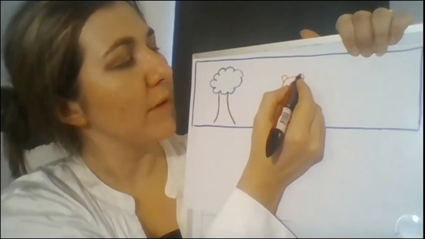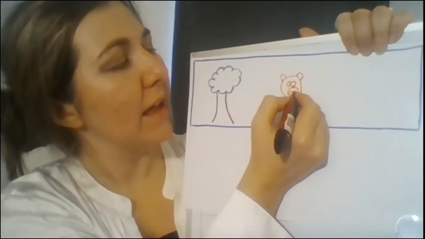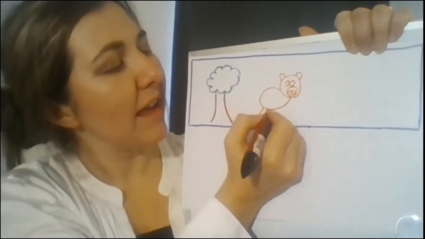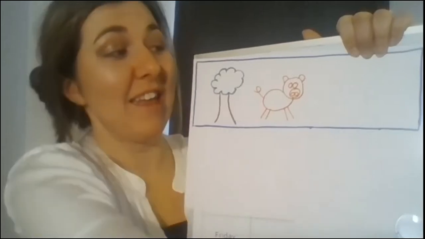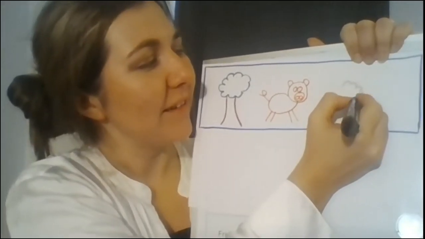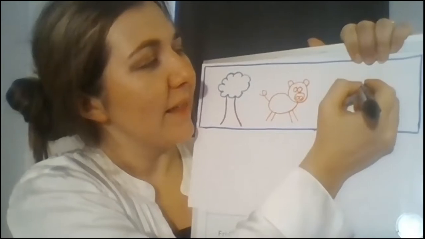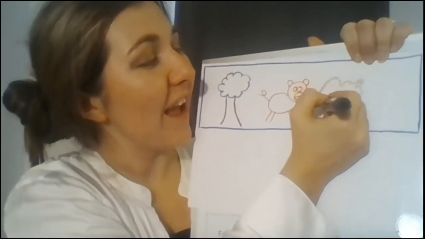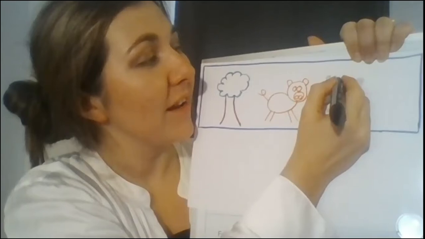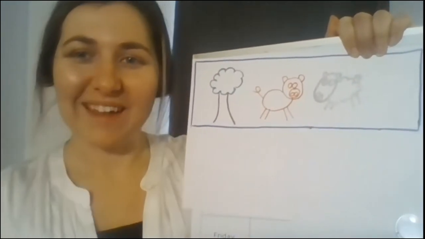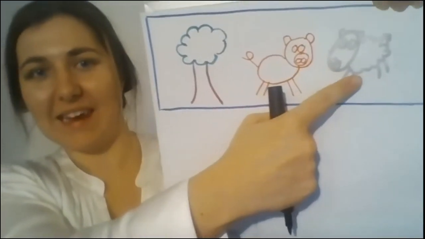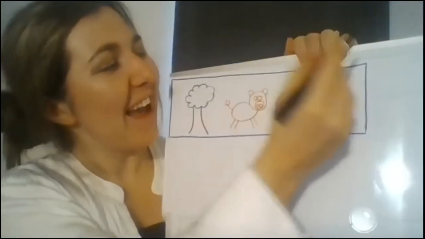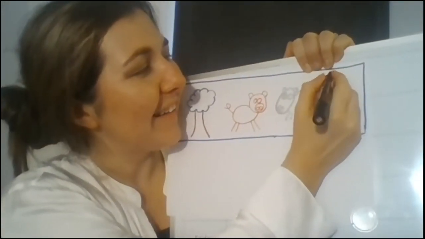So here I'm drawing a picture of the pig. The pig is looking amazed, and so is the sheep. So here's my sheep. The pig and the sheep have got a shocked expression. Their eyes are open wide because they are watching somebody. Who do you think the pig and the sheep are watching? They're watching Harry the horse.